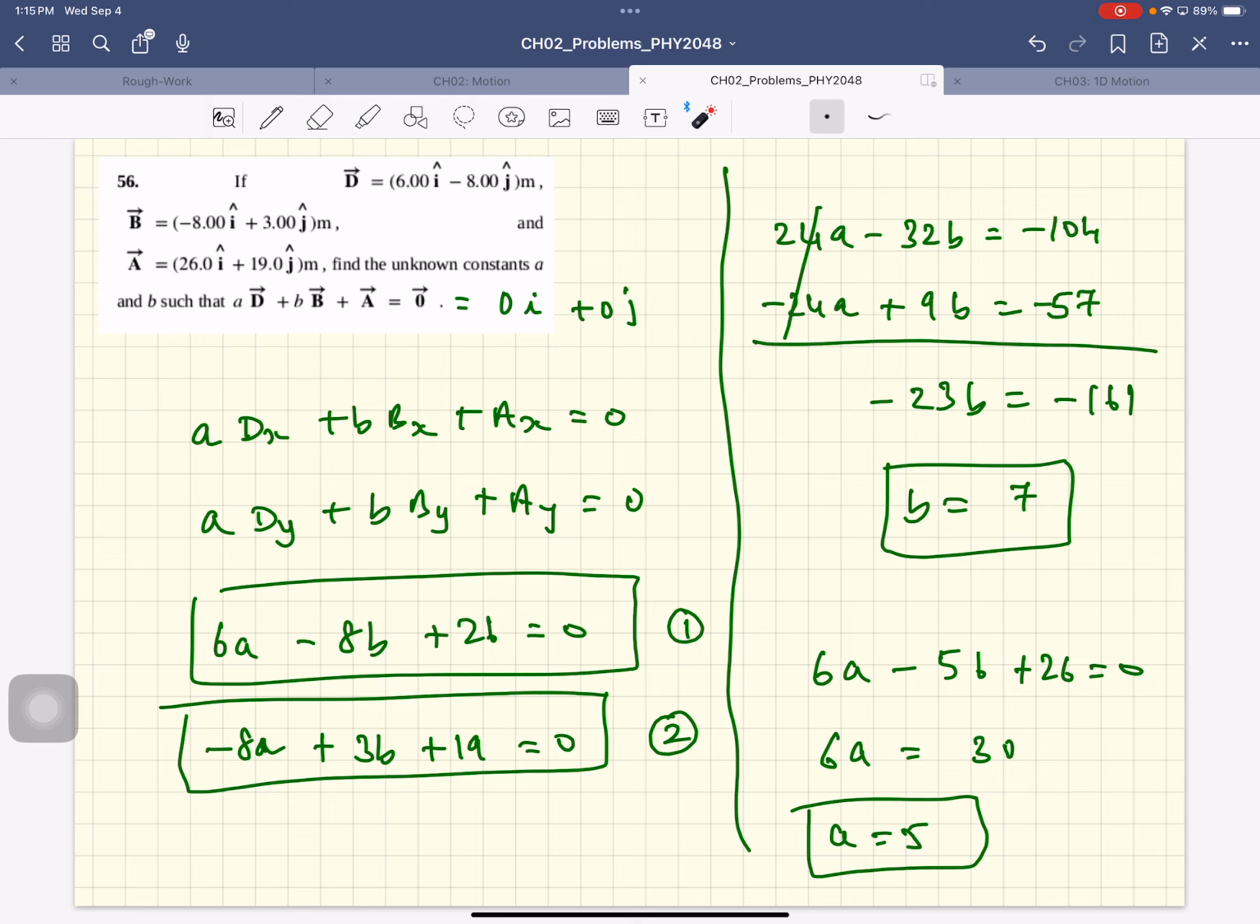All right, any questions on this before we move on? What would the corresponding components be, the i's and the j's? Yeah.